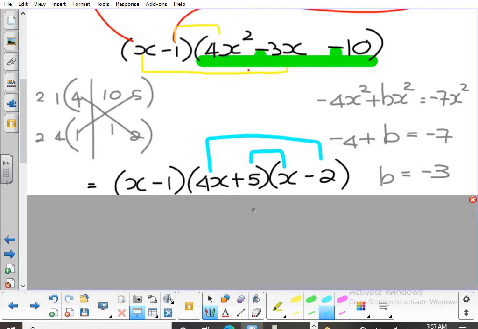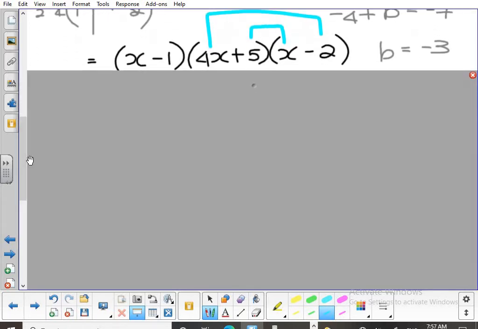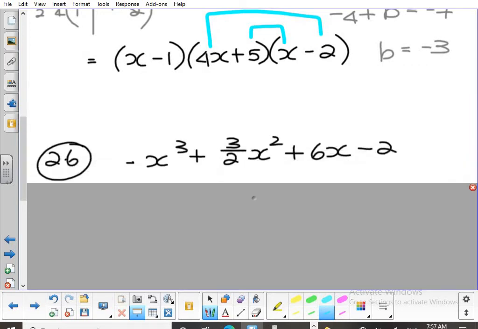The rest are factor theorem. I mean, substitute if you have a calculator, which most of you do. It helps a lot. All right, let's look at number 2.6. So number 2.6, I said yesterday, this was a fight that we had in grade 9.